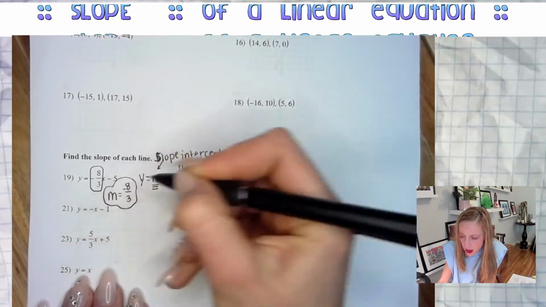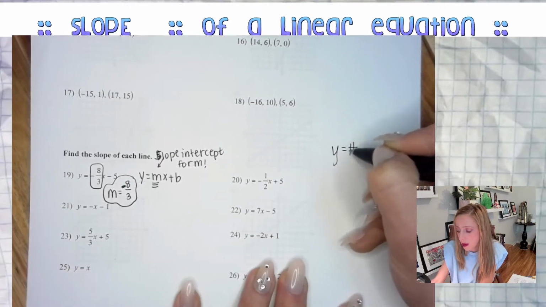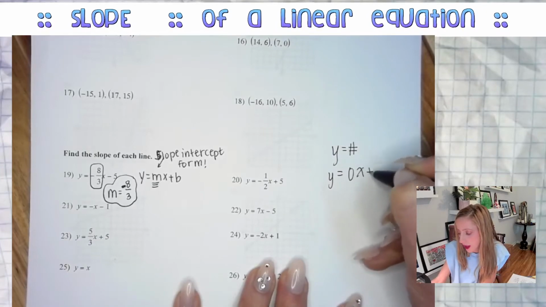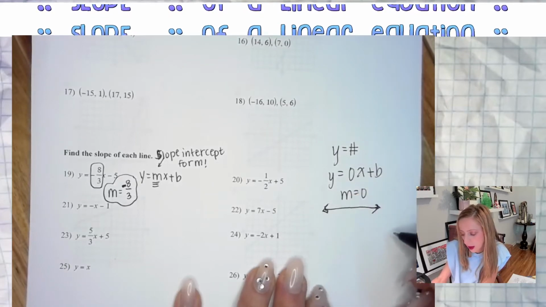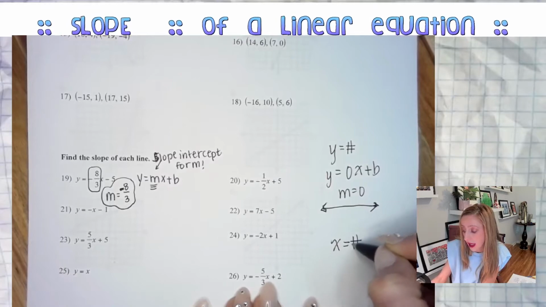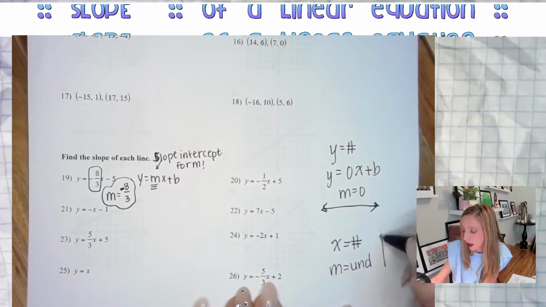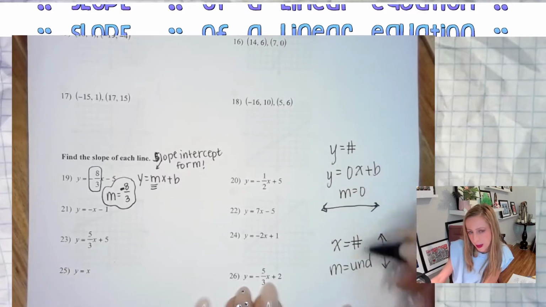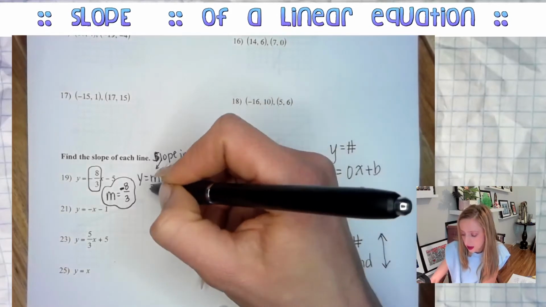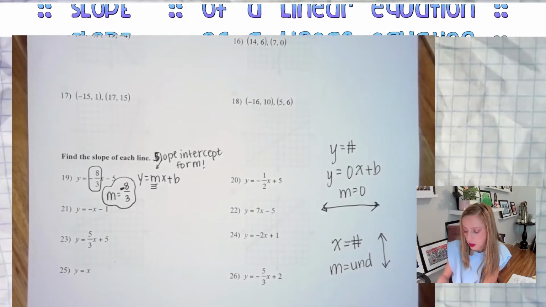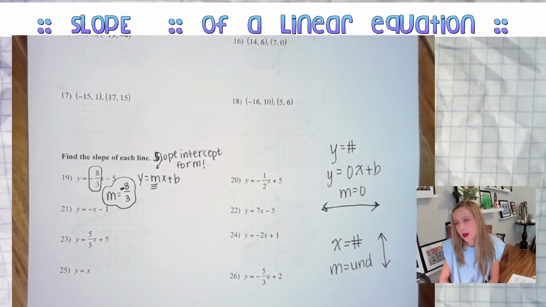Don't forget, when there's no number out front, it's probably a 1. And if the equation is y equals a number, that's really y equals 0x plus b, so m equals 0, because we're looking at a horizontal line. And if your equation ends up looking like x equals a number, remember that's a special case and the slope is undefined because we're really looking at a vertical line. Otherwise, it's going to be mx plus b, and from there, you're just going to find the slope by finding what's in front of x when you rearrange it into y equals mx plus b.